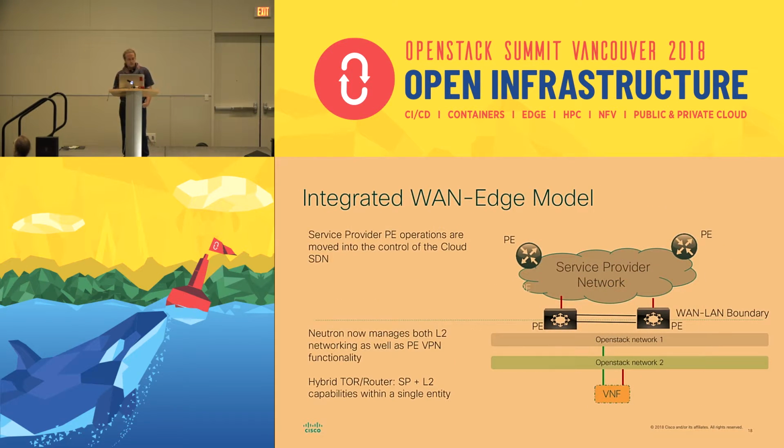And then the model changes a little bit now, where the converged TOR basically takes care of both the uplink, the northbound configuration where it talks to the service provider network, and is at the same time controlled by the cloud, where it's configuring the necessary information for each of the tenant networks to decide if it's going to an MPLS endpoint or not.